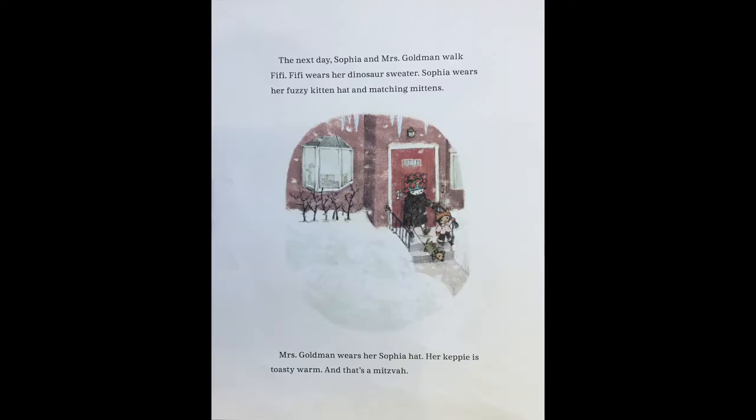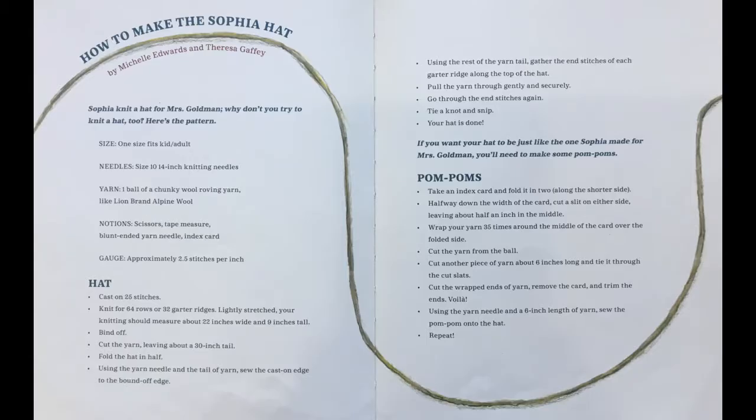The next day, Sophia and Mrs. Goldman walk Fifi. Fifi wears her dinosaur sweater. Sophia wears her fuzzy kitten hat and matching mittens. And Mrs. Goldman wears her Sophia hat. Her kepi is toasty warm, and that's a mitzvah. The end. And here at the back there are some directions for how to make the Sophia hat if you want to knit a hat of your own.